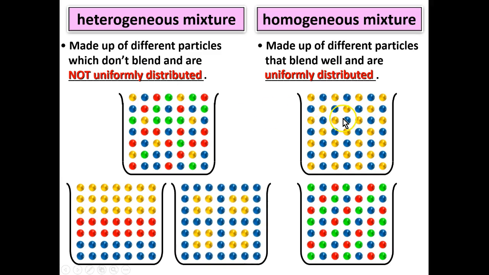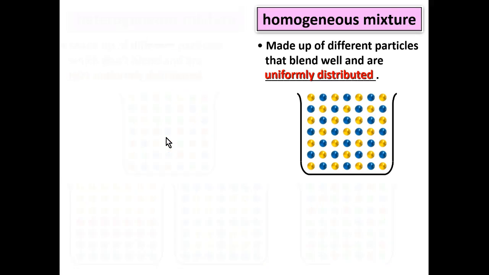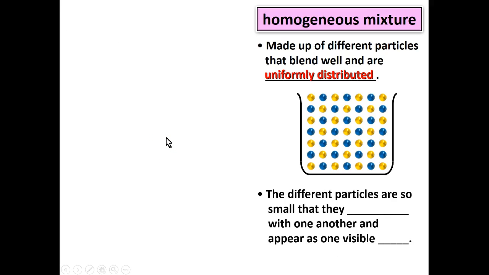So you can see over here with homogeneous mixtures, we have a nice pattern: yellow, blue, green, blue, red. And then over here on the heterogeneous side, you don't really have the same pattern. It's a little bit more random. They're not uniformly distributed. So let's take a closer look at homogeneous mixtures.